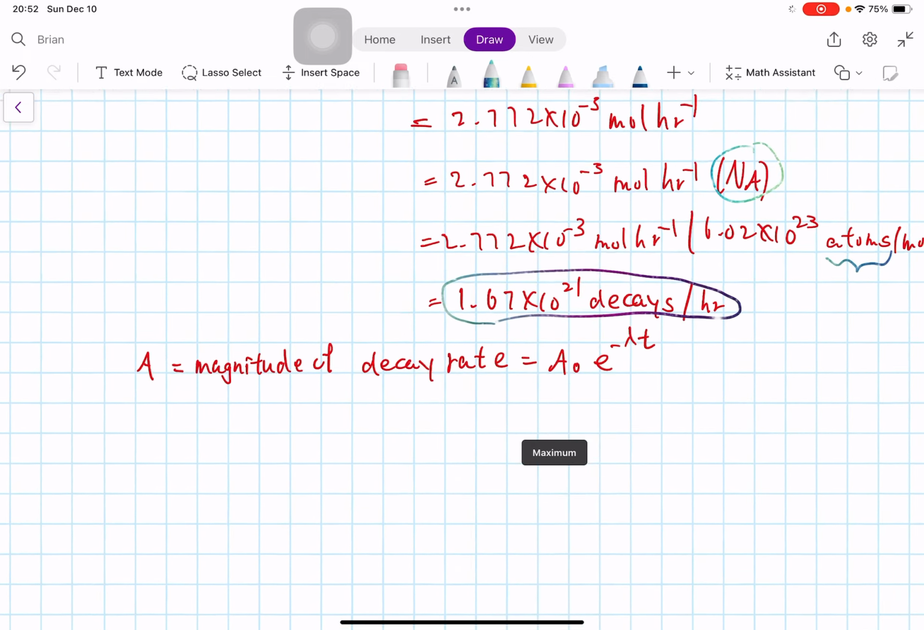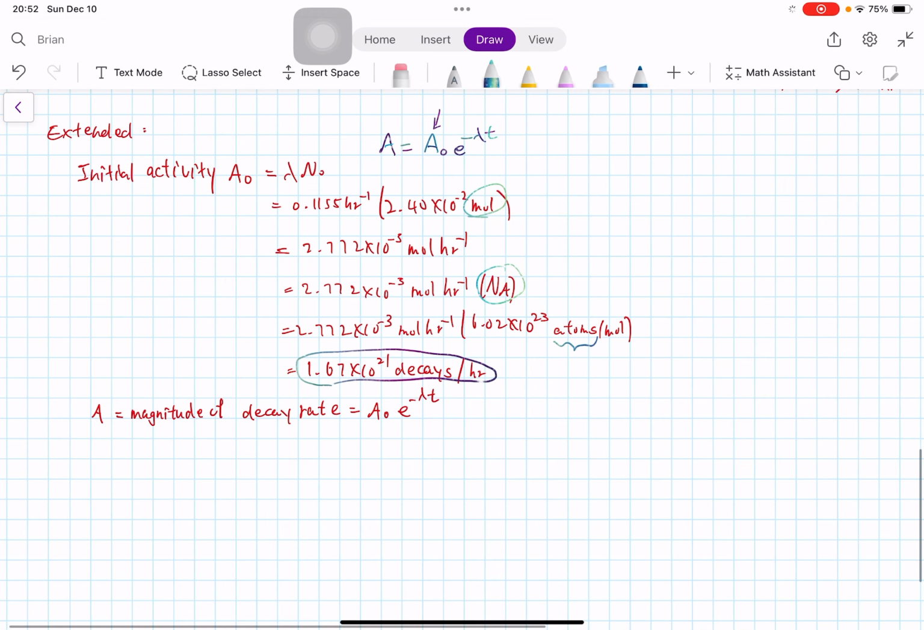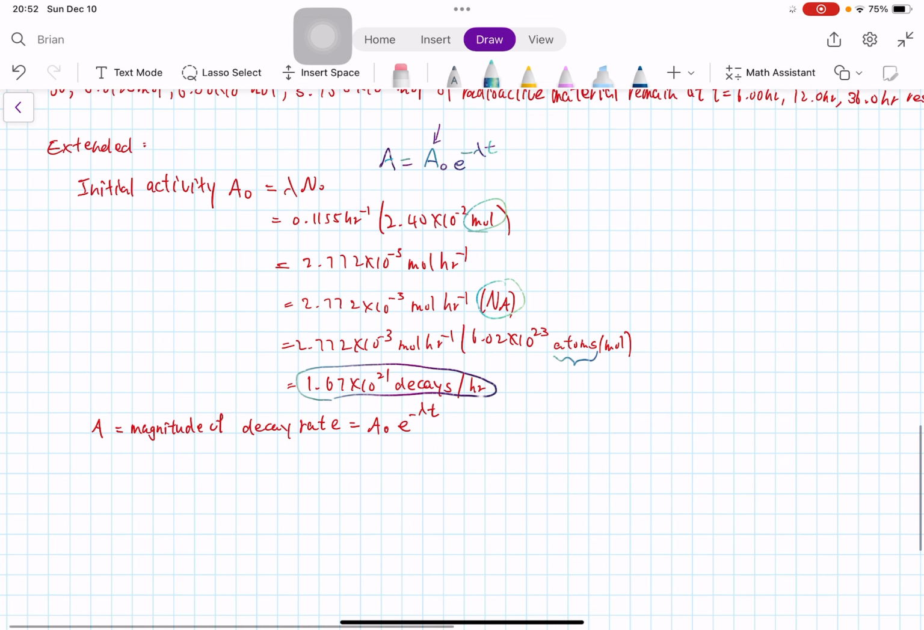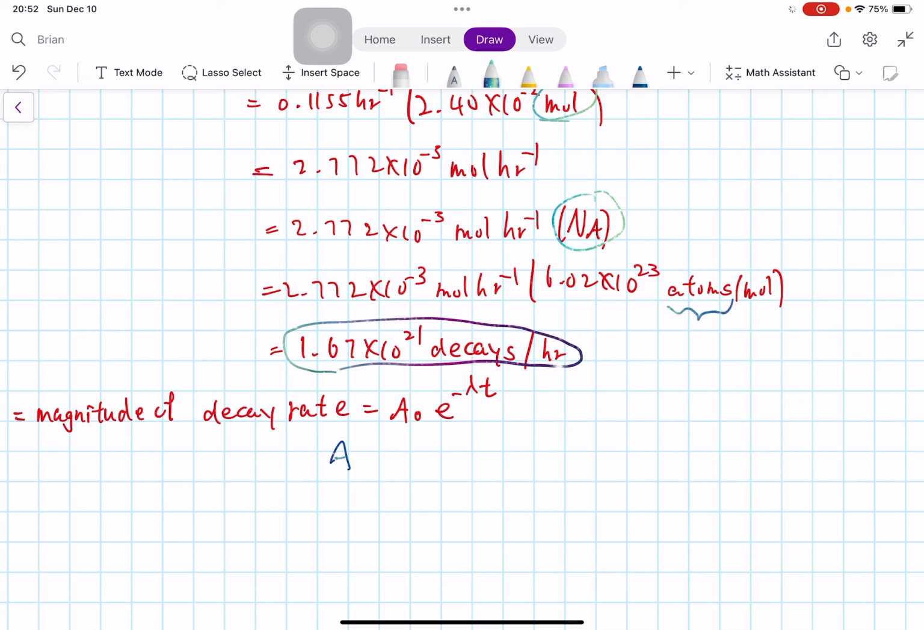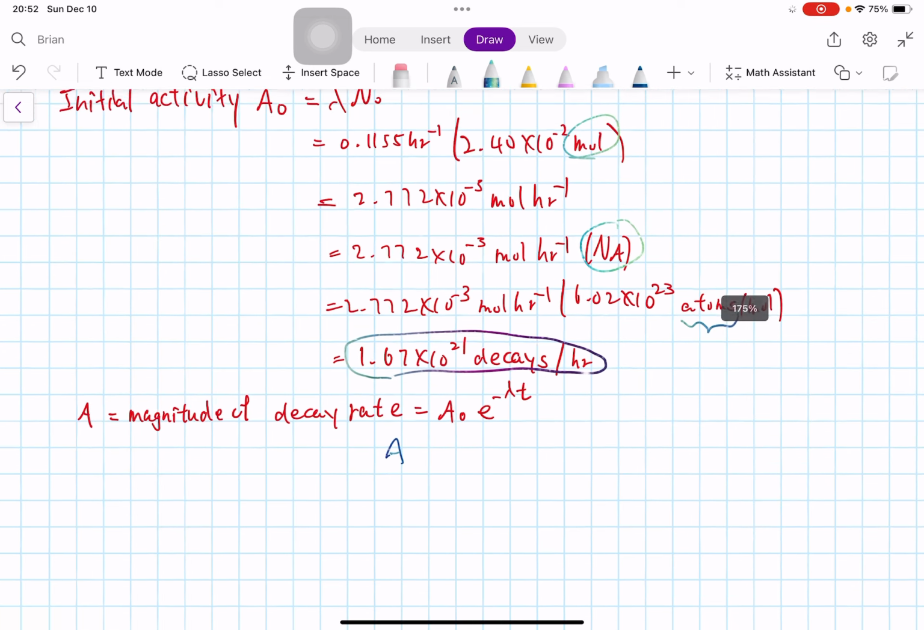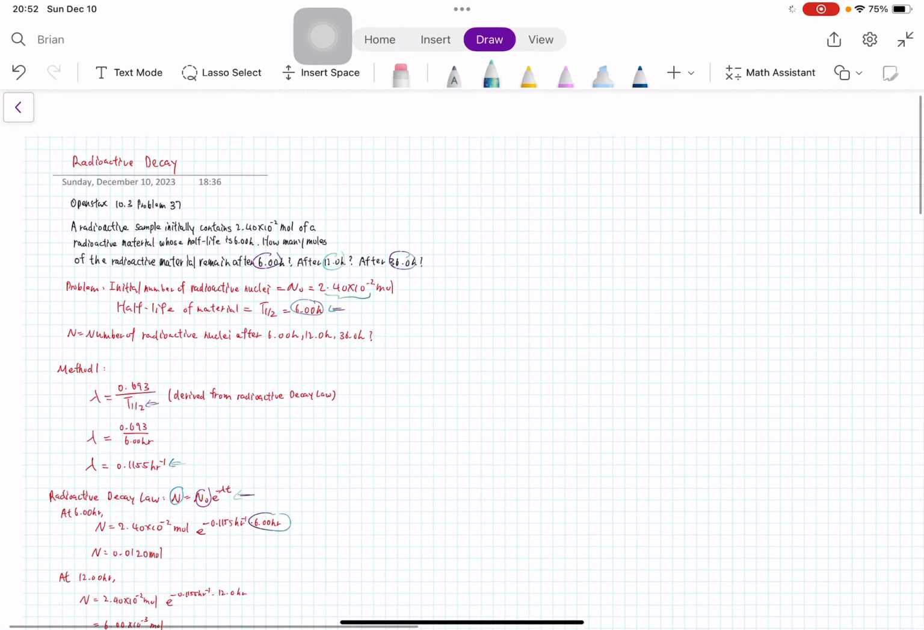And A is also equal to A naught e to the negative lambda t, which is used to calculate the activity at a certain time. We can see that as time is longer, or the value of t is bigger, then A, same as N, should be smaller and smaller because the rate of decaying becomes smaller and smaller. And that concludes radioactive decay.